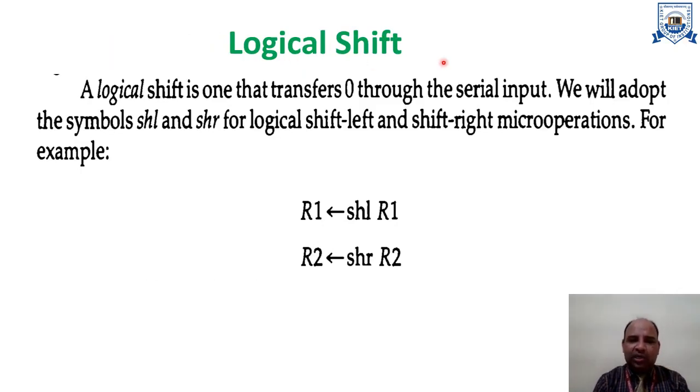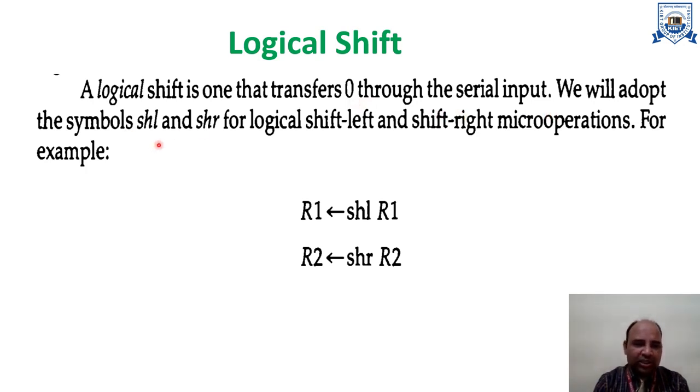So let us start with the logical shift. You know that a logical shift is one that transfers the zero through the serial input. As I told you, a logical shift operation uses the serial input, transferring the serial input. So a logical shift is the one that transfers the zero. Make sure it transfers only zero through the serial input.